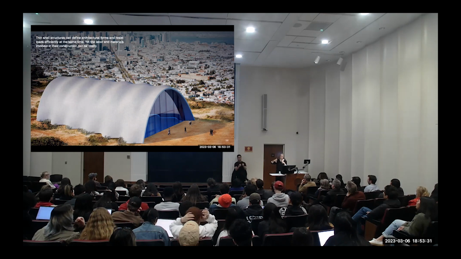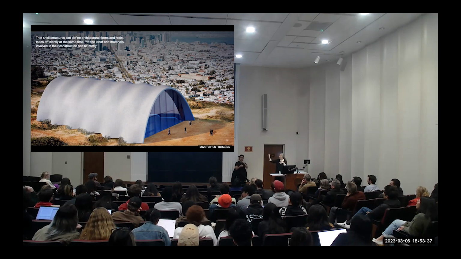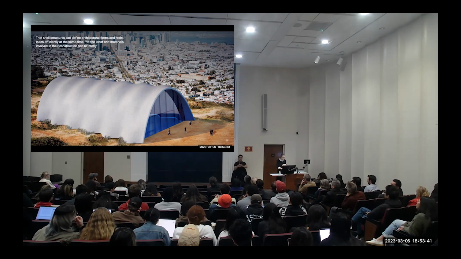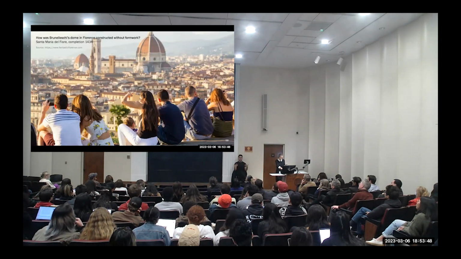So it's basically building two structures. One is the entire wooden structure underneath to receive it, and then you build the concrete structure. Once that's dry, then you remove the timber structure. So we were interested in how we could build curved surfaces without any formwork at all.